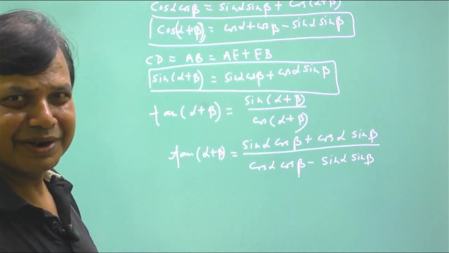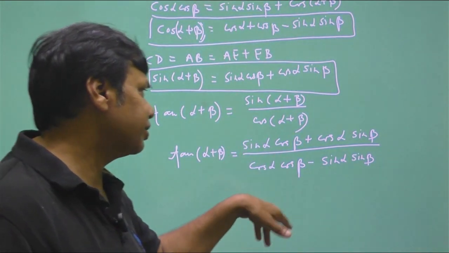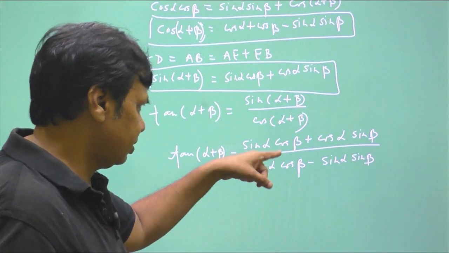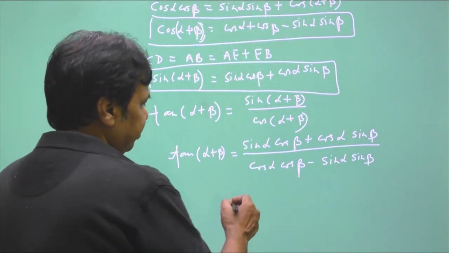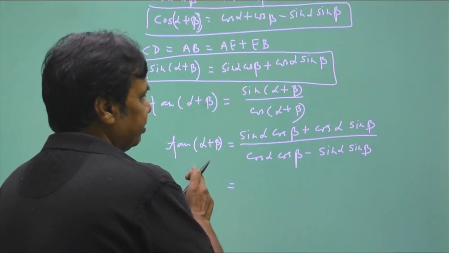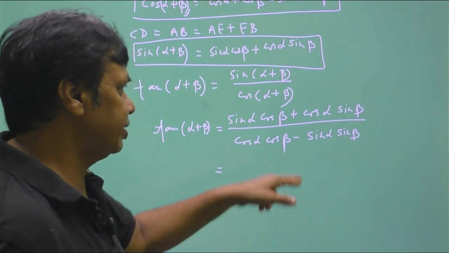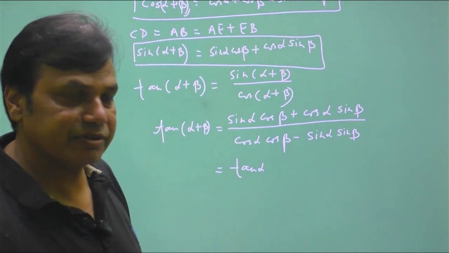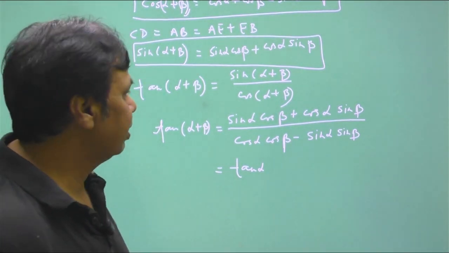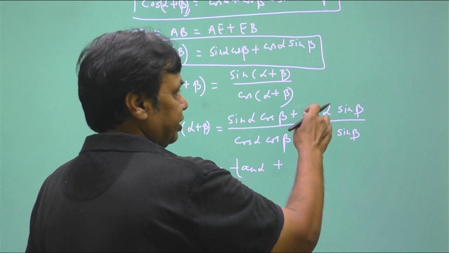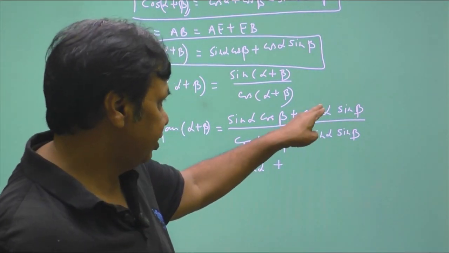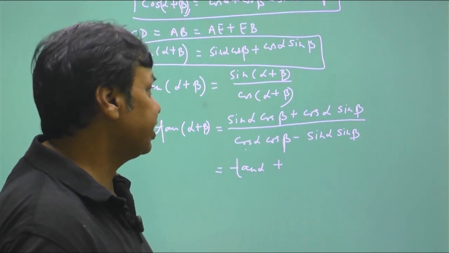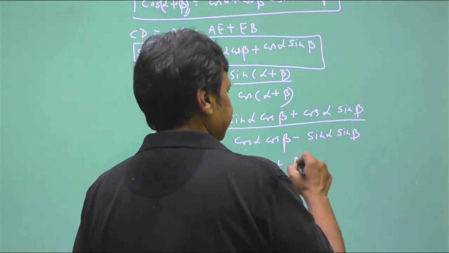So let's do one thing. Divide numerator and denominator both by cos alpha cos beta. If we divide the first term of the numerator by cos alpha cos beta, we will have tan alpha. Cos beta will cancel out and sin alpha by cos alpha becomes tan alpha. And we do it here again. If we divide by cos alpha cos beta, cos alpha gets cancelled out, and we get sin beta by cos beta, that is tan beta.